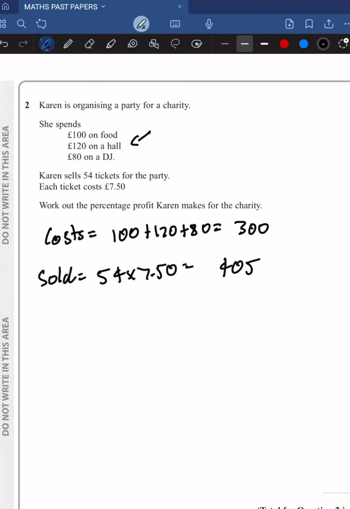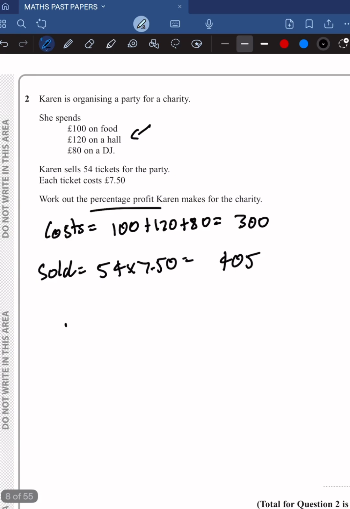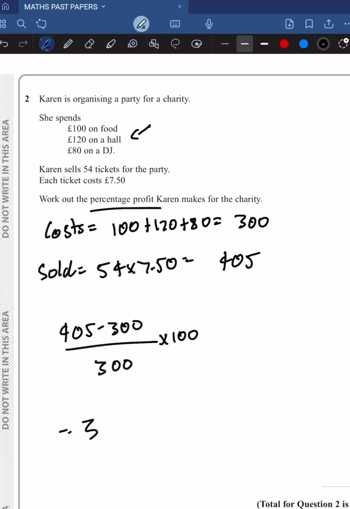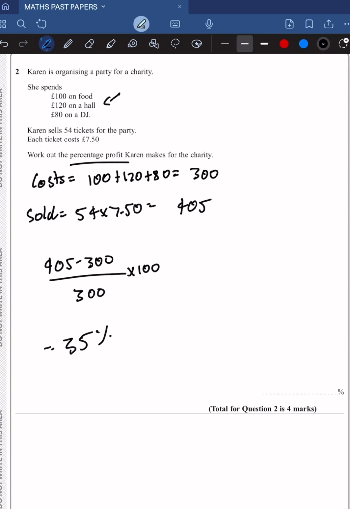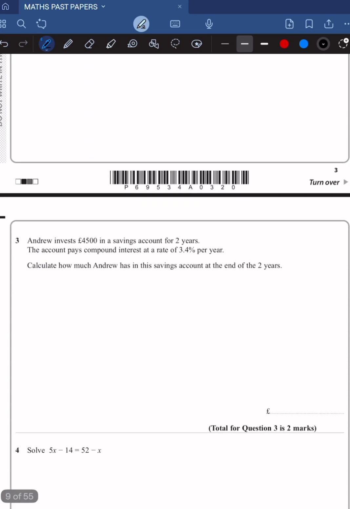Now, of course, our profit, what's that going to be? Well, we want the percentage profit as well. So, of course, we're going to do 405 minus 300 over 300 times 100. What's that going to give us? 35%. It's that easy. 4 marks, done.